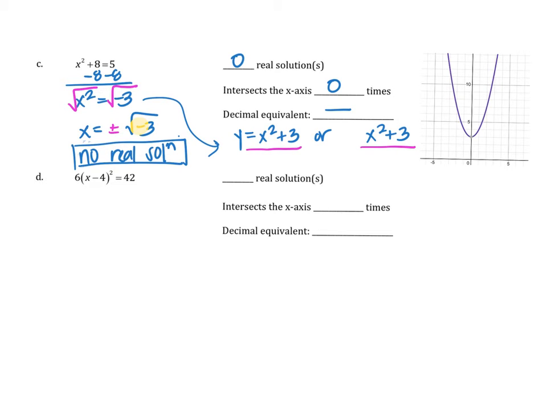So notice if I were to visually double check my solutions, when I graphed x squared plus 3, my vertex is above the x-axis, meaning it does not cross my real axis, my x-axis right there. So it just confirms again that there's no real solution.